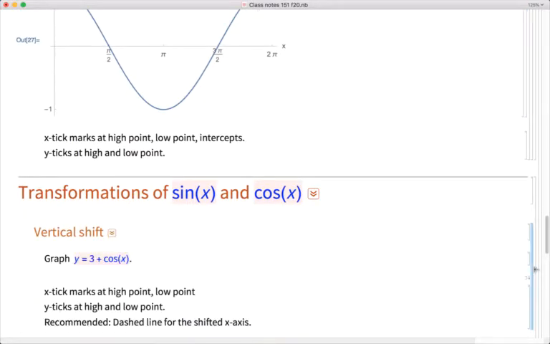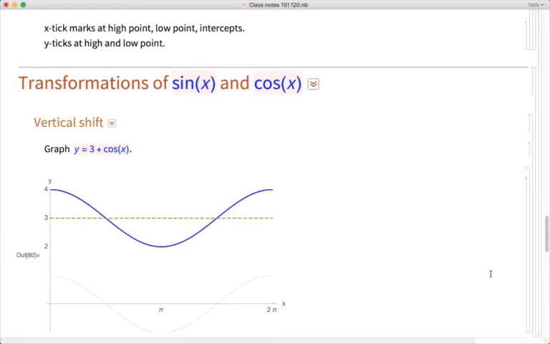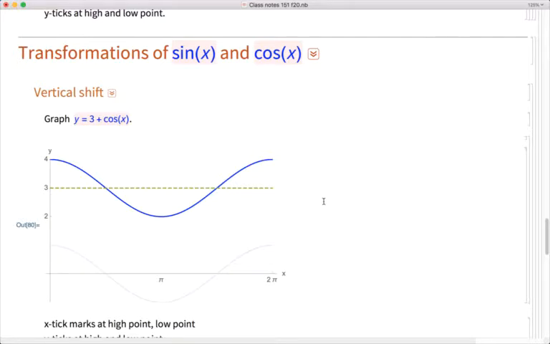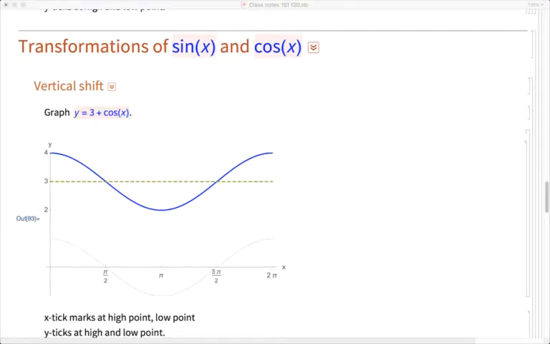All right, I think I'm just going to try to execute all of these commands so these are all open. There it is. Okay, so here's the graph of 3 plus cosine x. All right, so we start with the graph of cosine x. This is lacking because I don't have the tick marks that I want.